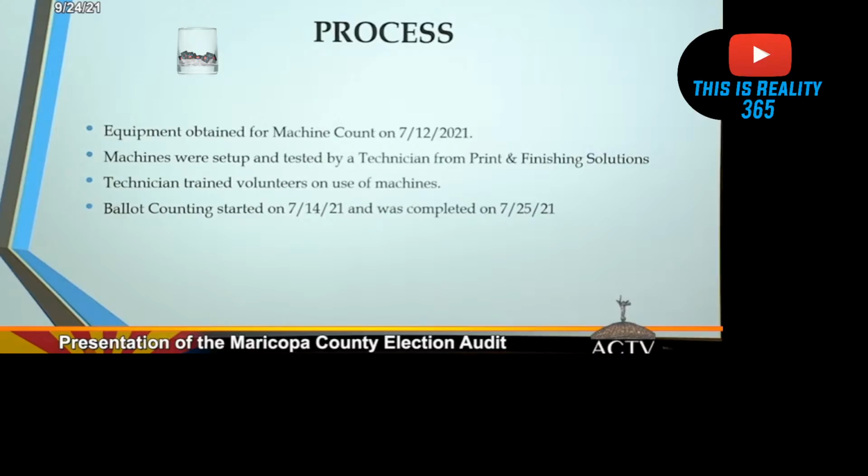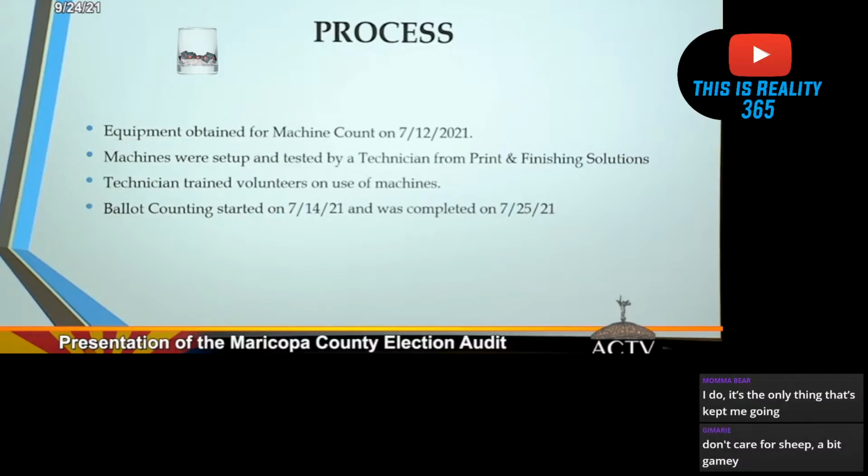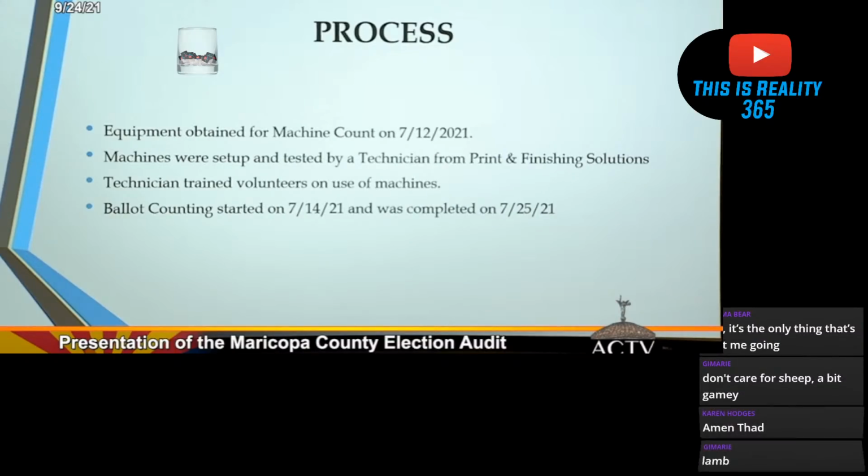And again, these ballots are very heavy paper. So when the technician came in and set up the machines and we were testing the paper, he had to make adjustments to the machines so they could handle the quality of the paper that we were running through the system. And so once we had that figured out, then we had the technician train our volunteers who worked for us, and then the ballot counting started on 7/14, and we completed it in 12 days.